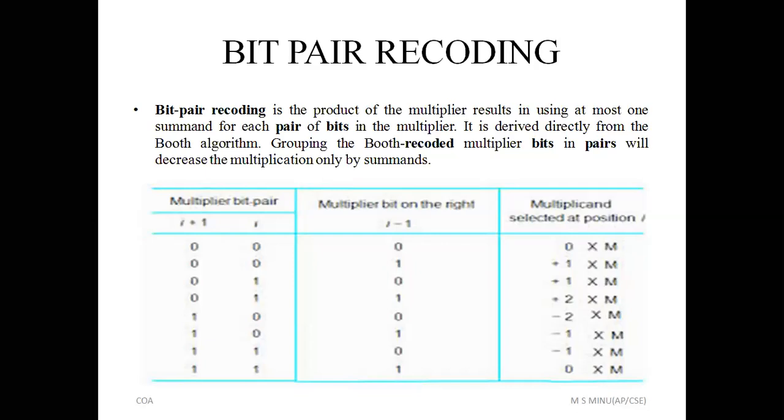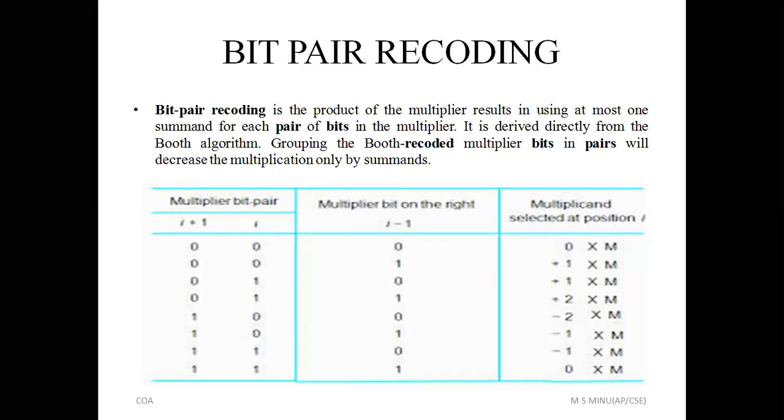Okay, and next we move on to bit pair recoding. I already explained what bit pair recoding is, so why are we using it? For faster multiplication, we move on to two techniques called bit pair recoding and carry save addition of summands. So in this session, we are going to see only bit pair recoding.